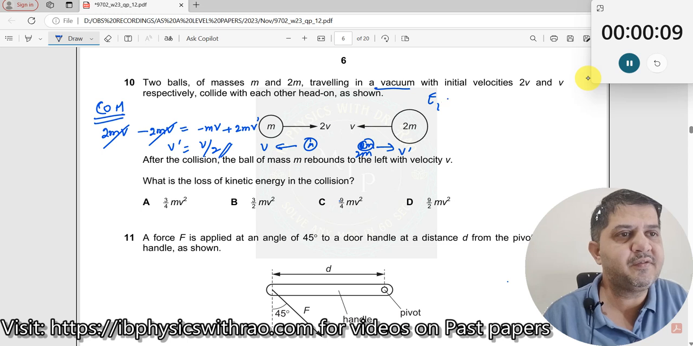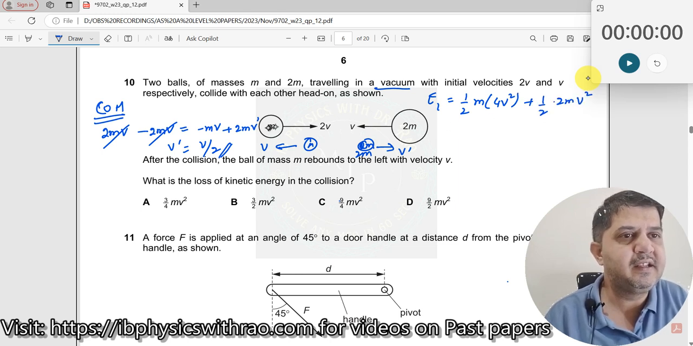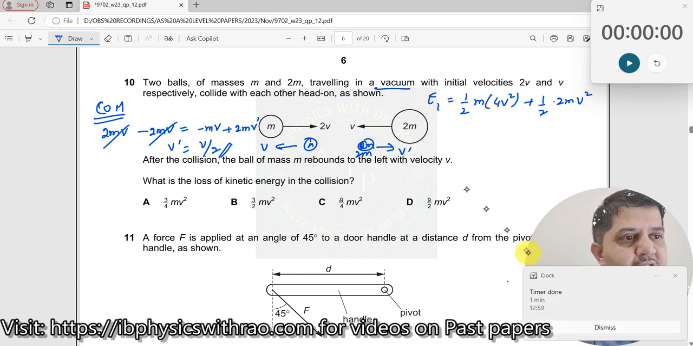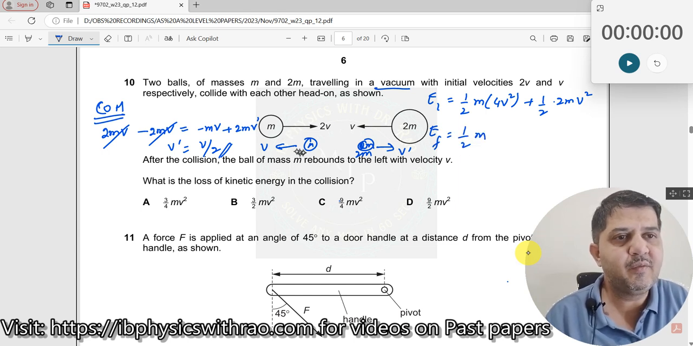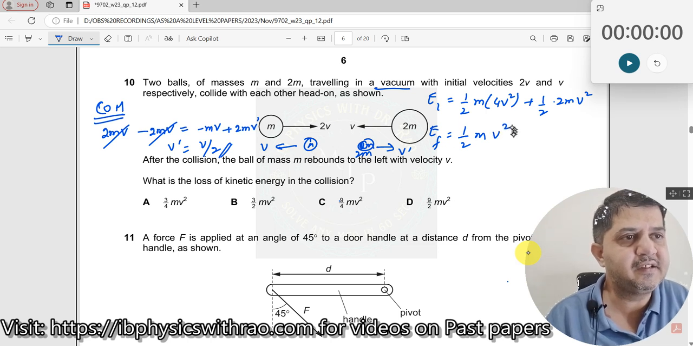Now let us find the initial kinetic energy. What is the initial kinetic energy? Half m into 4v square plus half into 2m into v square. That is the energy before collision. Then the energy after collision is half m into v square plus half into 2m into v dash square. What is v dash? v by 2, so it is v square by 4.